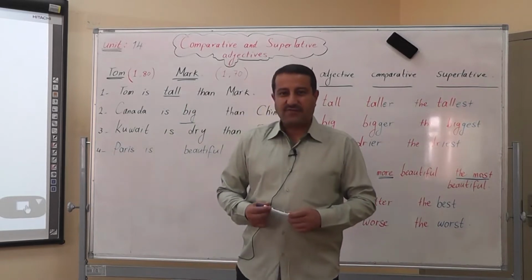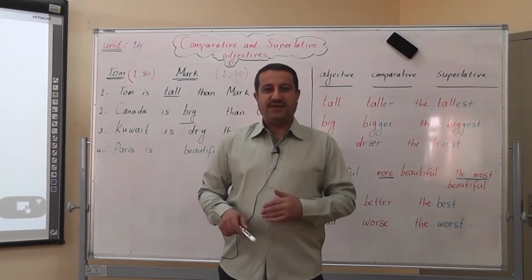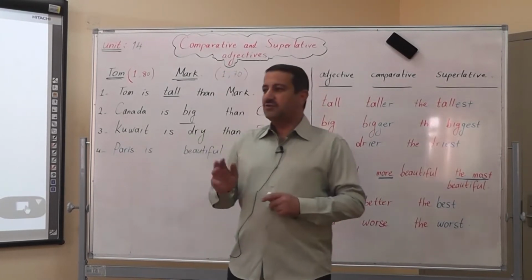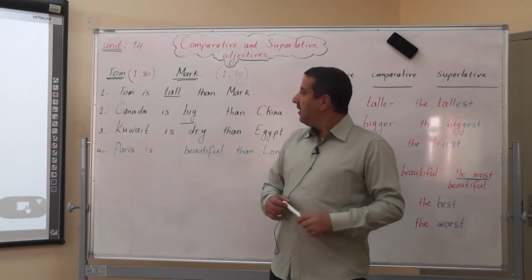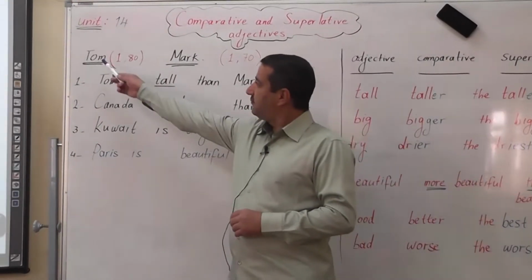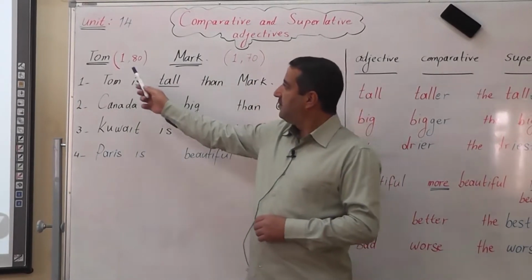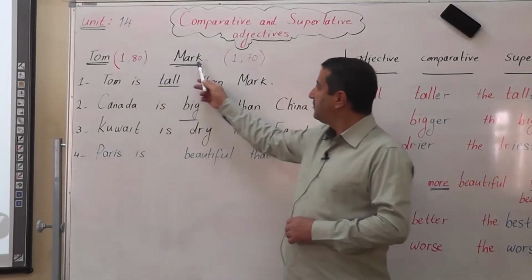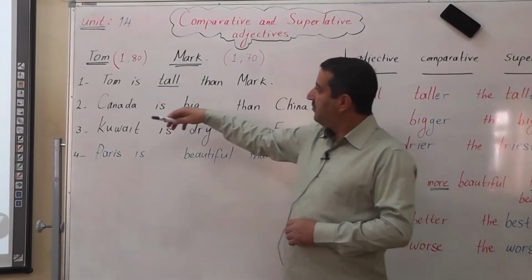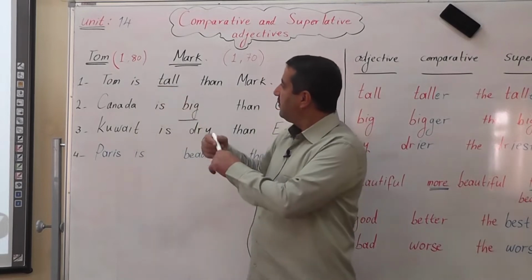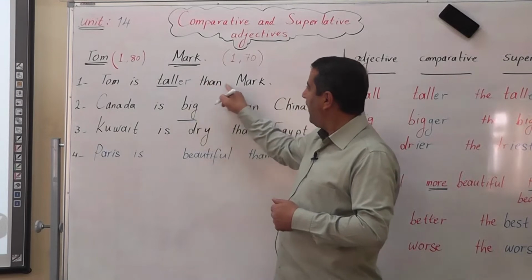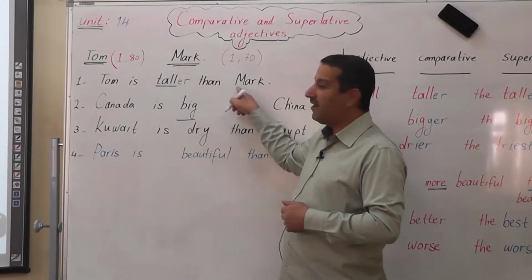Today we are going to have a grammar lesson about comparative and superlative adjectives. We use adjectives to compare two things or two people together. As you can see on the board, we have two people. We have Tom and we have Mark. Tom is 180 centimeters, Mark is 170 centimeters. So in this case, we say Tom is taller than Mark. Tom is taller than Mark.